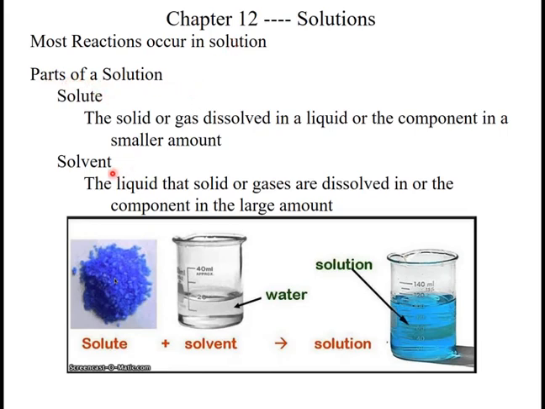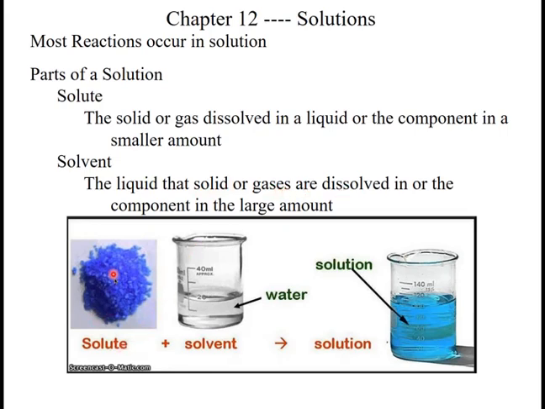There's solute and solvent. You can have more than one solute, but you typically only have one solvent. And so the solute is the solid or gas dissolved in liquid, but the broader definition is it's the component in a smaller amount. The solvent is the component in the larger amount. It's typically the liquid that a solid or gas is dissolved in.